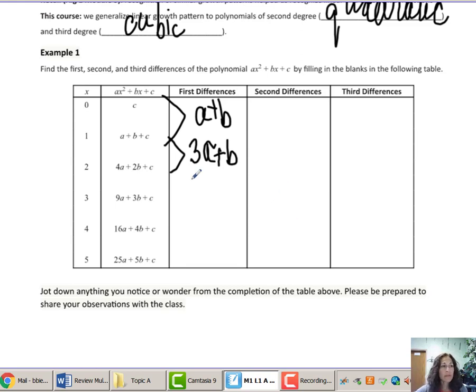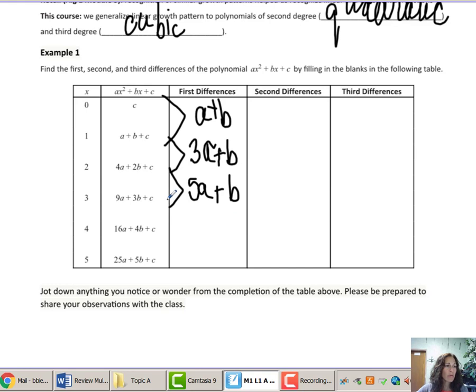Okay, and then we go to the next ones. And we have 9a minus 4a, which gives us 5a. And then we have 3b minus 2b, which gives us just a plus 1b. And then of course c minus c, which is equal to 0.